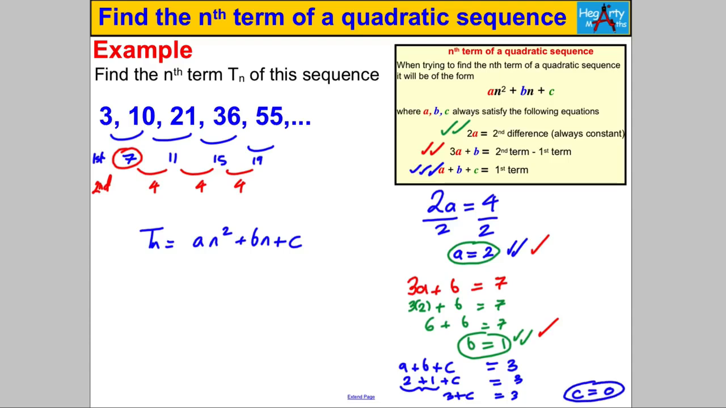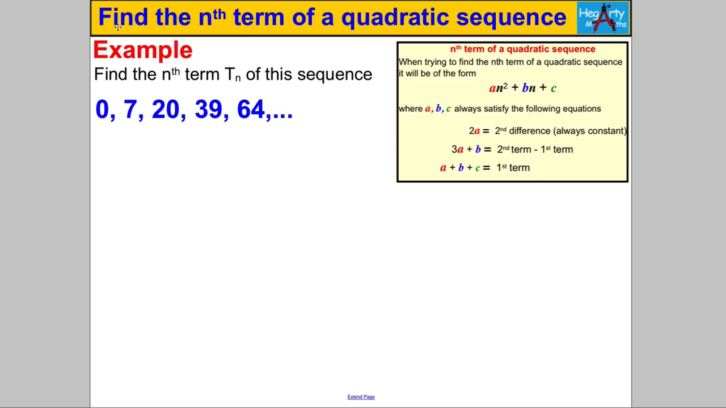So, therefore, I have a formula for the nth term. Tn is an squared, well, I found a is 2, so it's 2n squared, plus bn, well, b is 1, so plus n, plus c, and c is 0. There you go, I have found the nth term of this quadratic. Okay, one more for you to try. Pause the video, have a go.